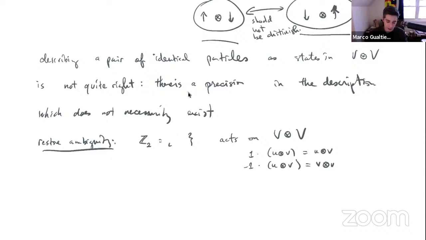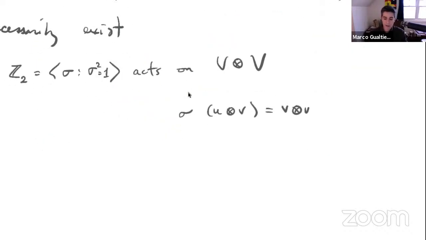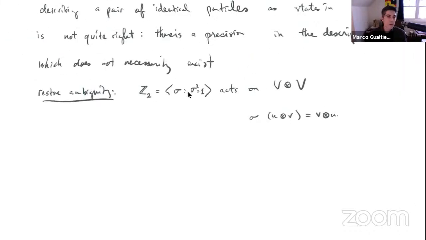So it's better if I just say that this is a group generated by sigma, such that sigma squared is equal to 1. And sigma, the switching map, acts on a state U tensor V to give V tensor U. So this means that this is a representation of the group Z2, a representation of Z mod 2Z. Is that okay so far?